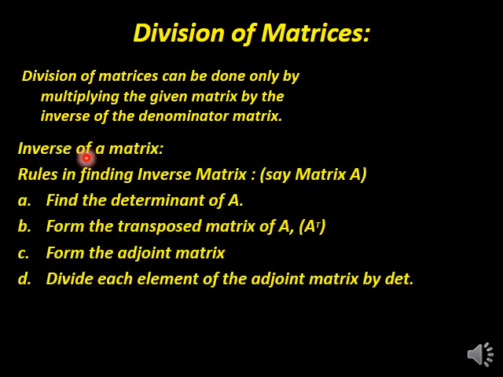First, this is the rule to determine the inverse of a matrix. Suppose the matrix is A. First, find the determinant of A. Next, we form the transpose matrix of A, and then we form the adjoint matrix of A, and then we divide each element of the adjoint matrix by the determinant of A.